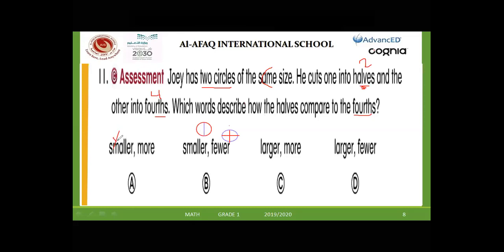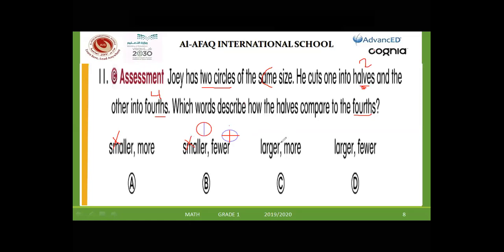So no need to complete that part. Here also again, smaller for the halves. No, I can't choose this one. Here, larger. Yes, halves have larger size than the fourths. Okay, I can take it. Must complete. This part is correct.